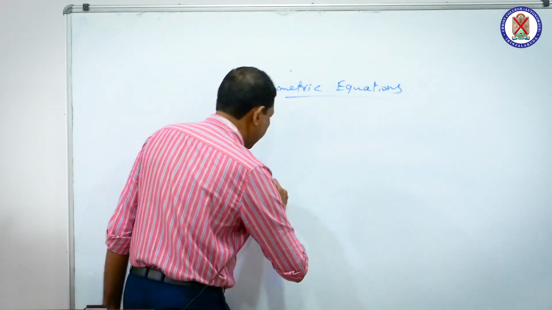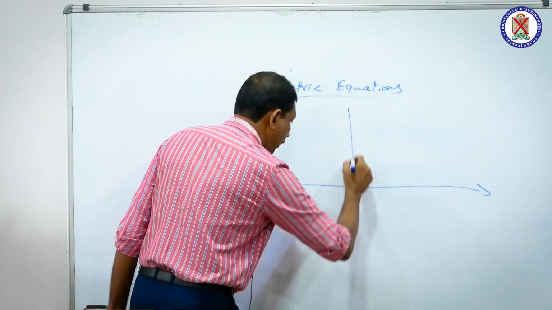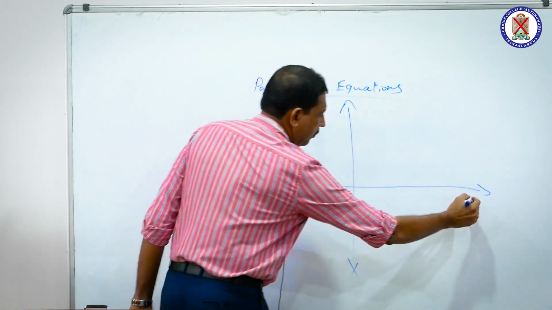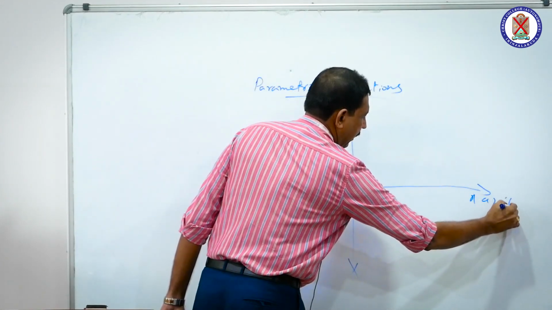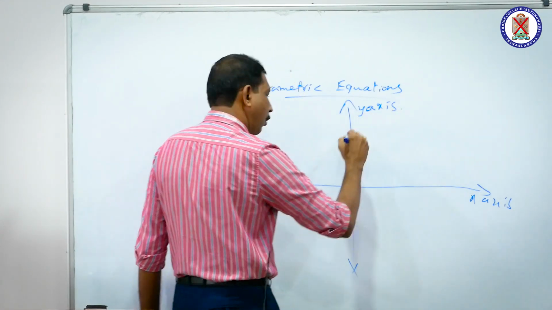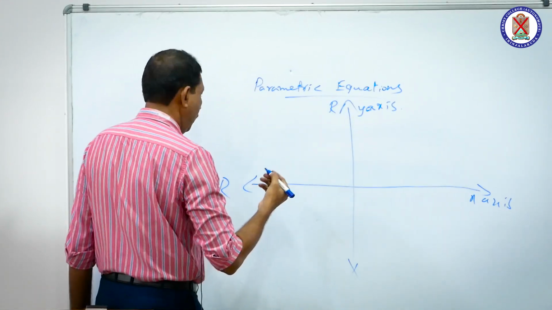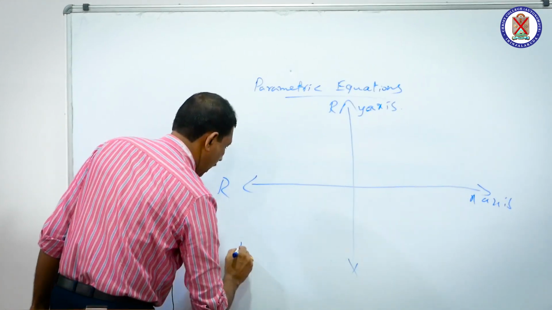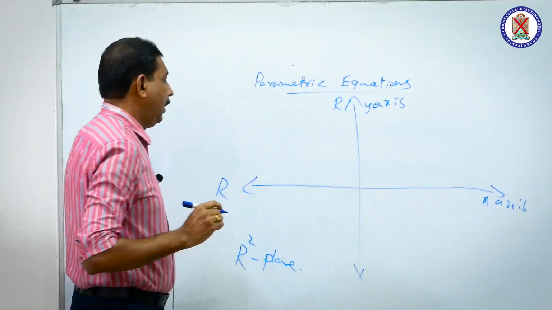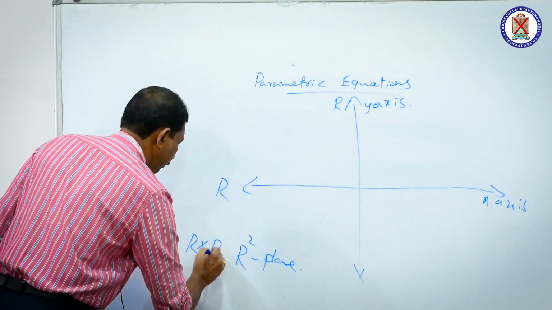Now, suppose we have the real number system R, and if I draw a line perpendicular to this R, then the terminology will change. This becomes the x-axis, and this becomes the y-axis. Both are real lines. Usually, mathematicians call this plane the R2 plane, R cross R, that is R2.